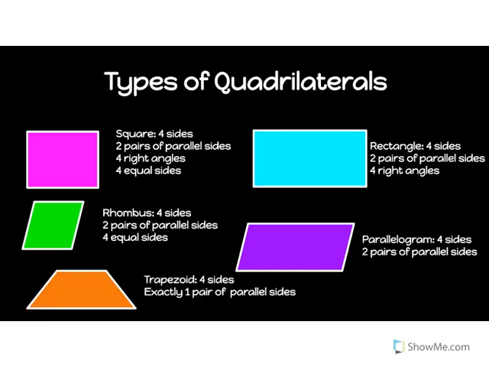And then we have a trapezoid, and he's the weird one. He just has four sides, and he can only have one pair of parallel sides. This side and this side are parallel. This side and this side are not, because they intersect eventually. So that's what makes a trapezoid so special. It only has that one pair of parallel sides.